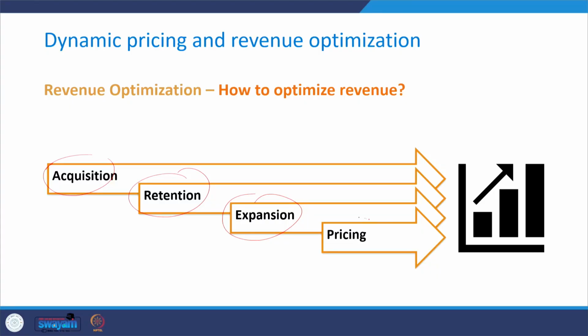Third step is expansion. Existing customers are 50% more likely to try new products and spend 31% more than new customers. So, in the long run, expansion revenue is more sustainable than acquisition revenue. Expansion revenue is gained through upselling and cross-selling to existing customers.